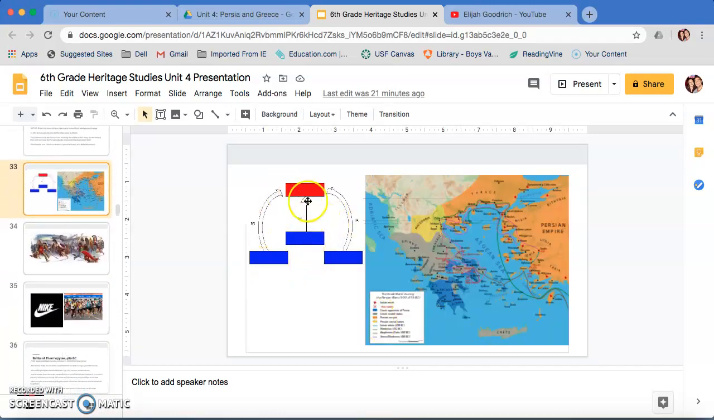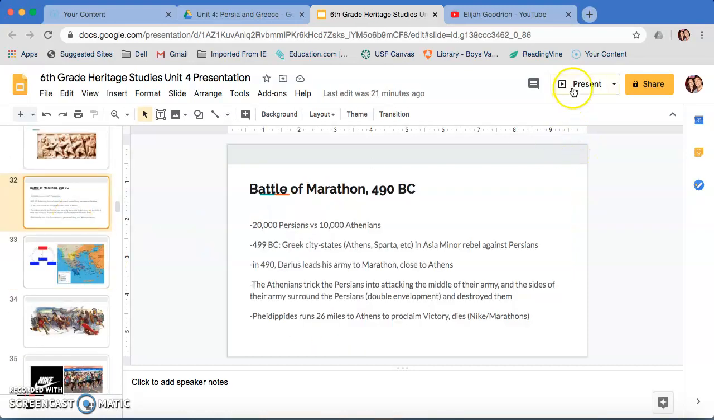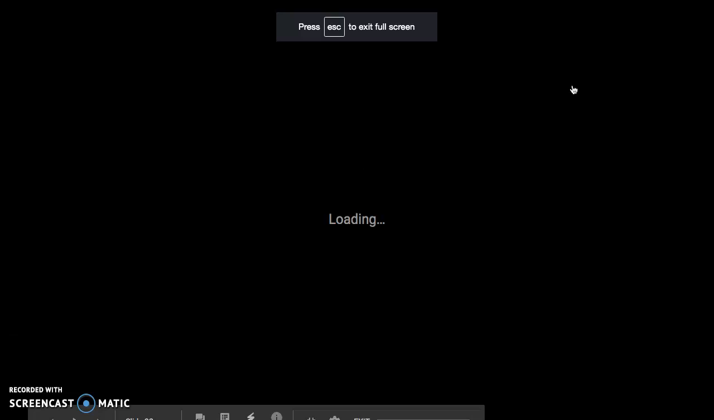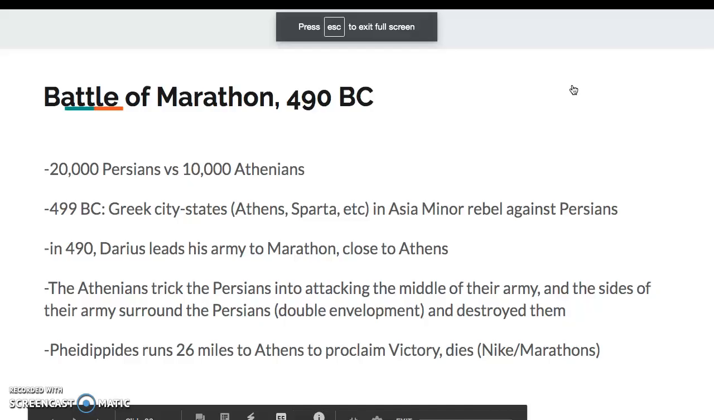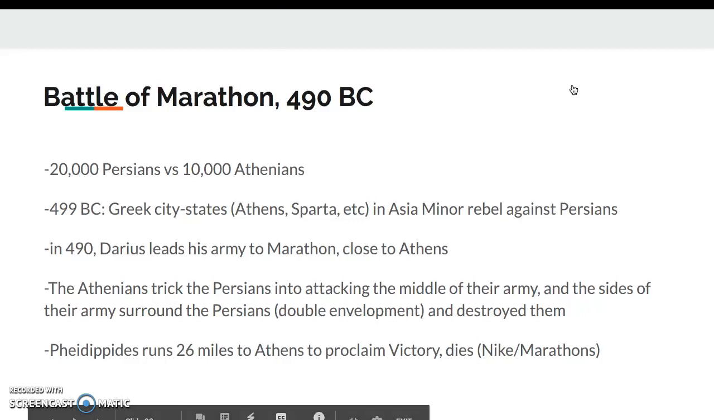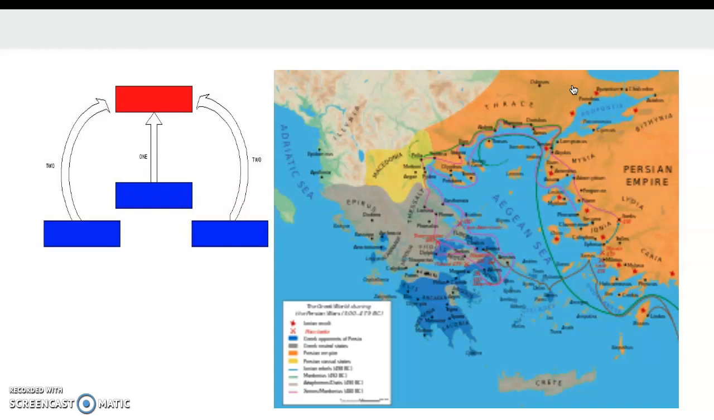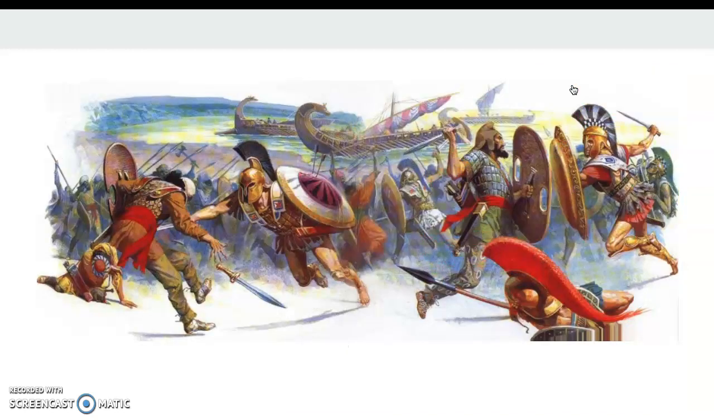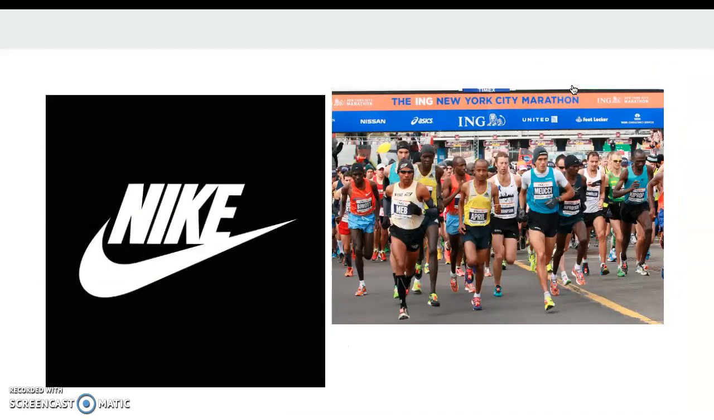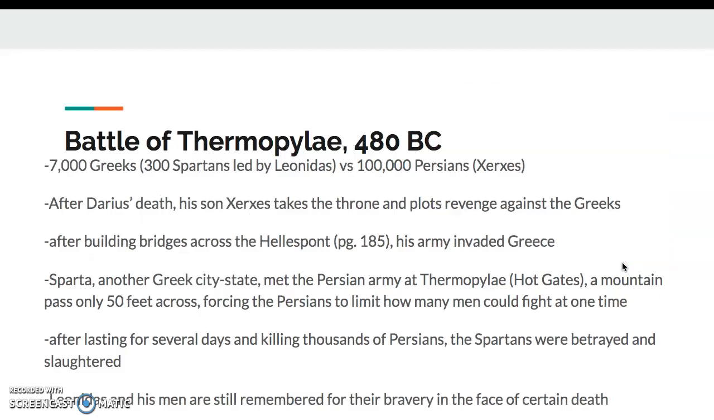Example of a double envelopment movement or pincer movement. Oh, you know what? I should probably bring this up a little bit, make it a little easier to see, shouldn't I? There we go. Better look at everything. Well, that's where company Nike gets its name from, and where we get marathons.